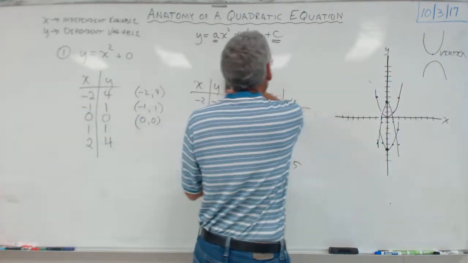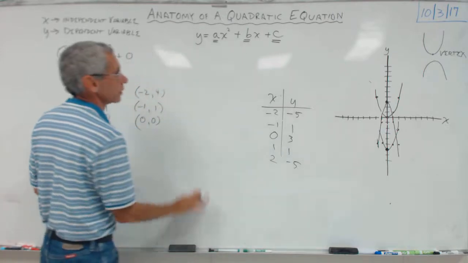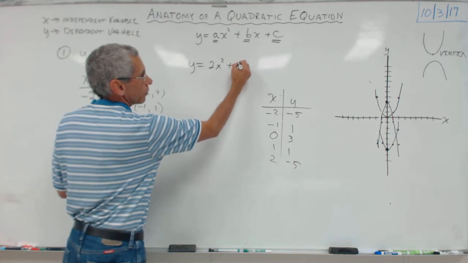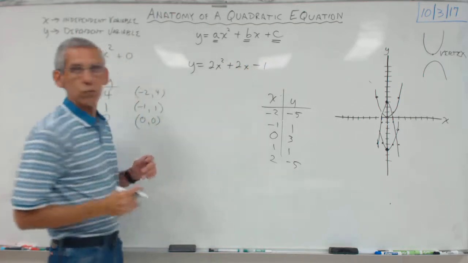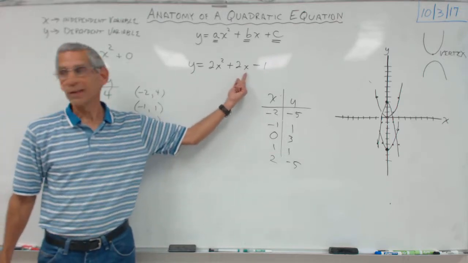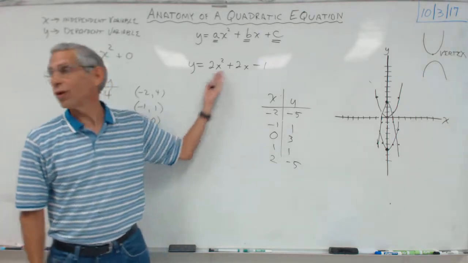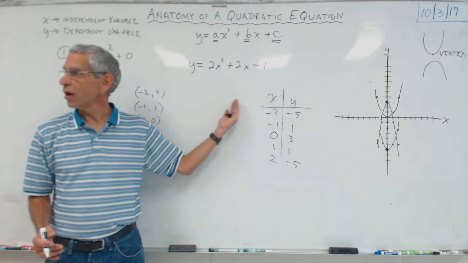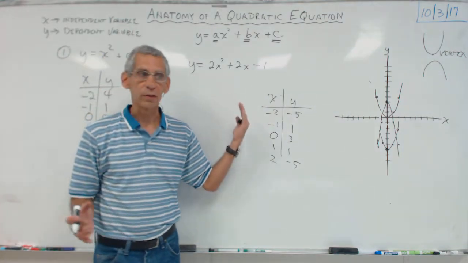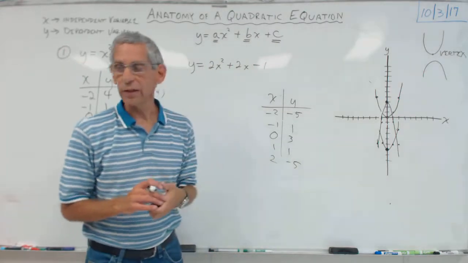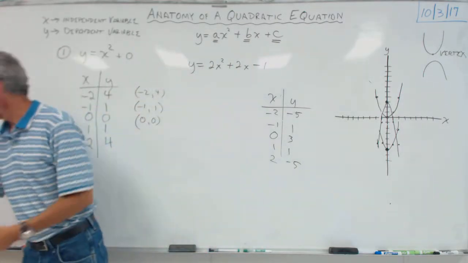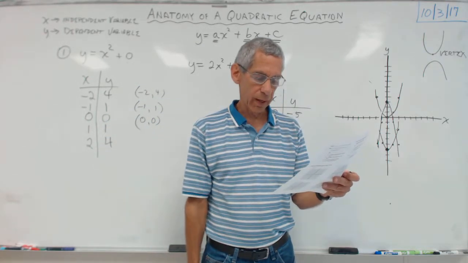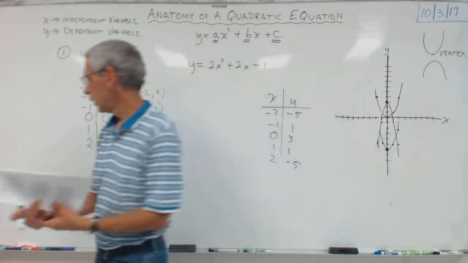Last thing. What if I give you something that has a b in it? y is equal to 2x squared plus 2x minus 1. Same thing. You just have to take that into consideration. Now the trouble is you don't know where the vertex is because I haven't taught that yet. That's a whole other lecture. But on the homework tonight, on number 10, I'll just tell you: negative b over 2a. So 4 over 2, so 2.